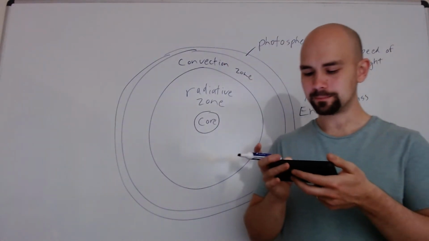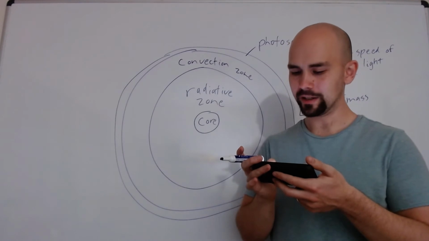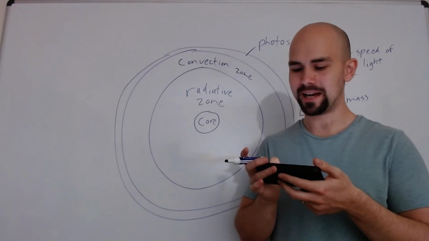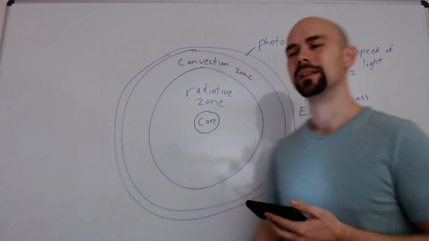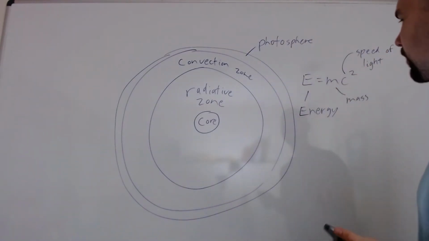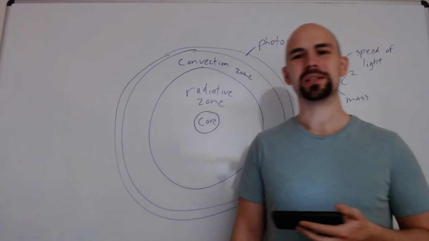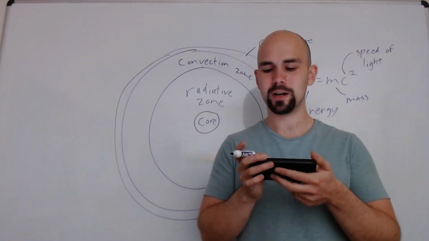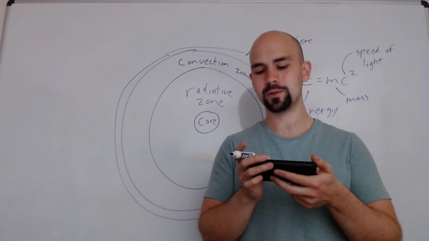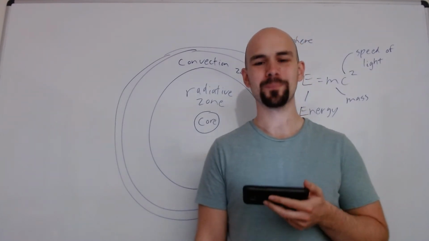In fact, if you took a gram, which is very small, of matter and converted it into pure energy, then according to this E equals mc squared formula, guess how much energy would be released from a single gram of matter? It would actually be enough energy to power a 100-watt light bulb for 28,500 years.